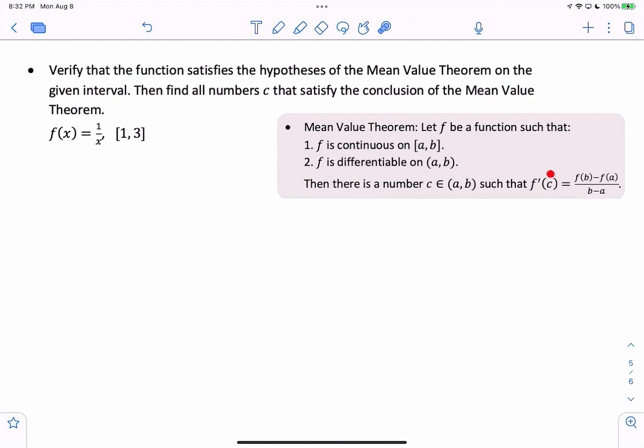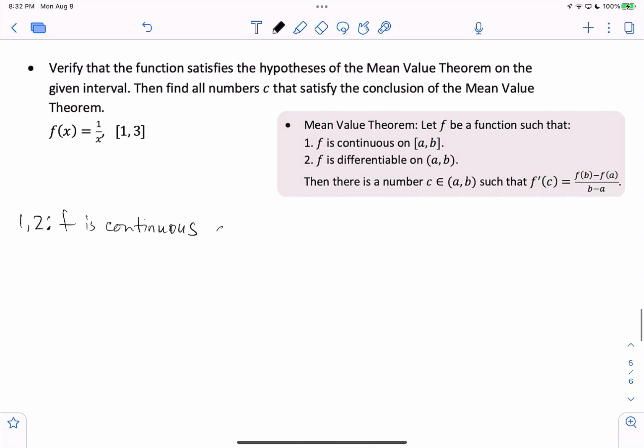What this is saying is that there's a point where the instantaneous rate of change, the slope of the tangent line, is equal to the average rate of change, the slope of the secant line. Anyway, I digress. Number 1, f is continuous. Heck, let's combine 1 and 2.